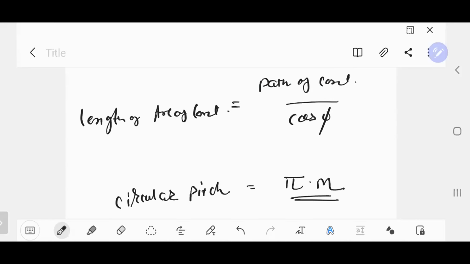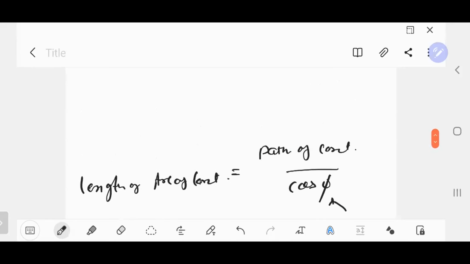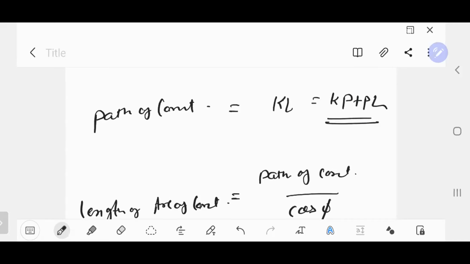If you remember this equation, it's actually the length of path of contact. So now we can calculate the length of arc of contact. We have the cos phi. Do you have the path of contact? No. Again, we need to calculate the path of contact. So path of contact is equal to what? Now that is Kp and PL. So that is equal to KL. KL is equal to Kp plus PL. We have the equation of Kp and PL.